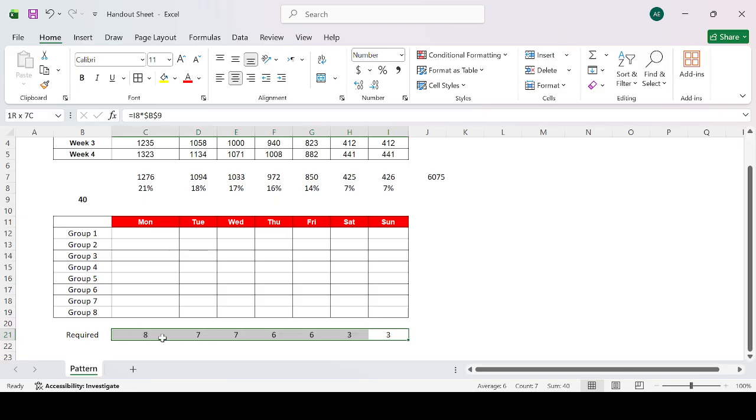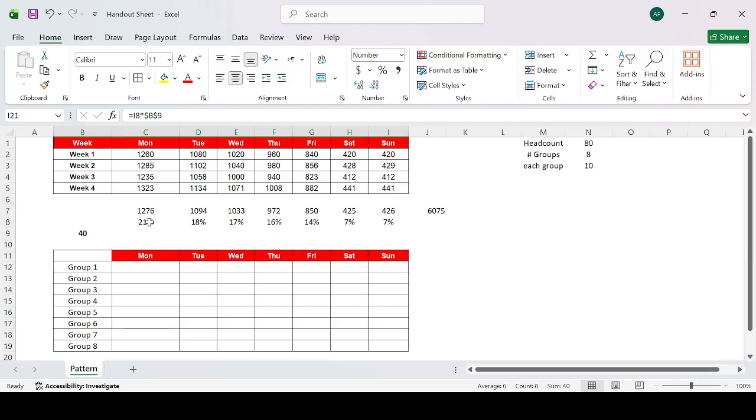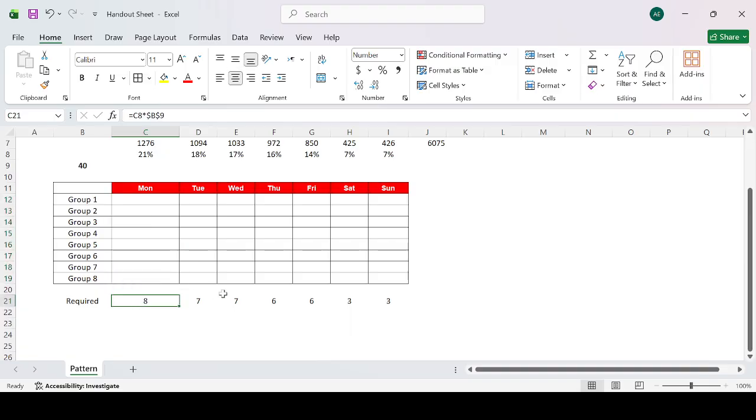How did we get these figures or these requirements? That's why here we have the percentage or the weight or the ratio of each day. 21% of the volumes are being received on Monday, which means we need 21% of the shifts to be working on Monday. 18% of the volume is coming through the call center on Tuesday, which means we need around 18% of our shifts to be working on Tuesday, and so on. That's the mechanism. That's how we define the required headcount or the required shifts or the required groups per day.